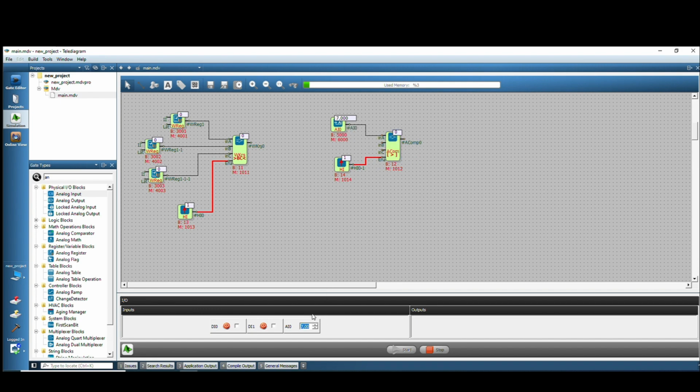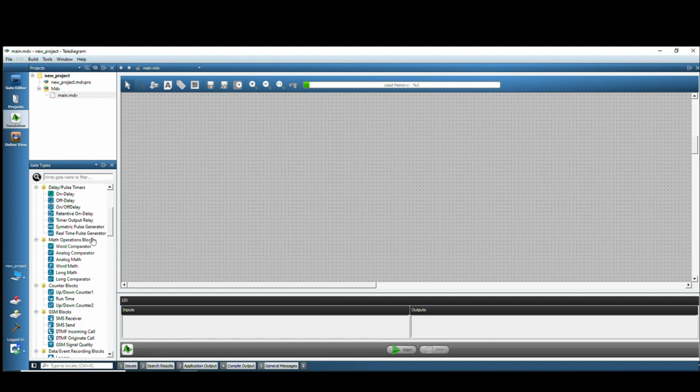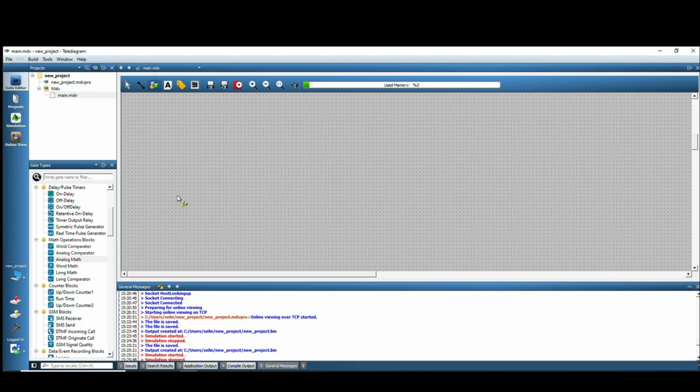When the analog input pulls the value above 7.5, the block output will be 1. I'm increasing it, and when I open it to 8, the output of the analog comparator block will be 1. Let's move on to our next blocks, the mathematical operation blocks. Again, we have word operation, analog, and long operation blocks for 3 different data types.